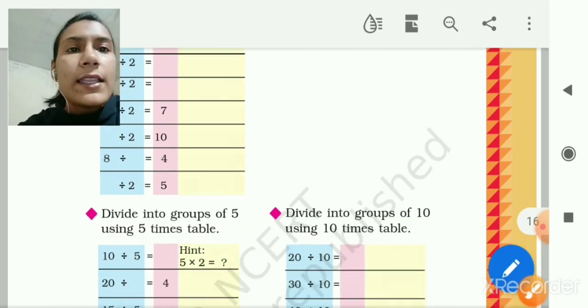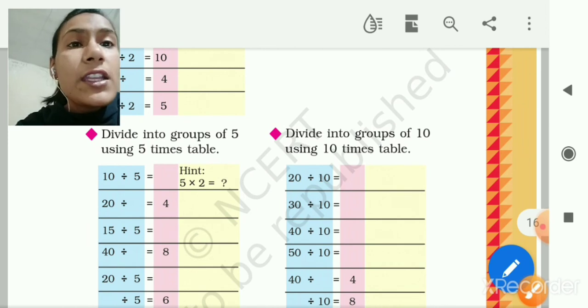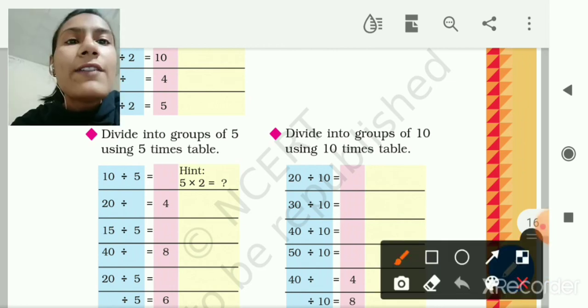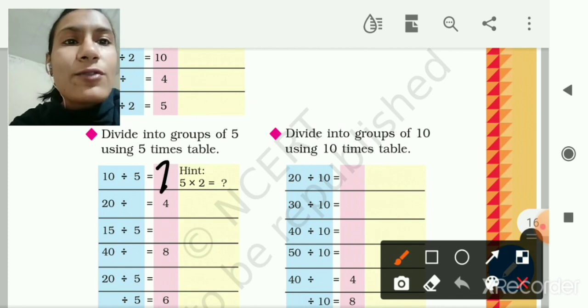Okay. Then here, divide into groups of 5 using the 5 times table. So here we have to divide into how many groups? 5 groups, and we have to use which table? The table of 5, the 5 times table. So here 10 divided by 5 is equal to how many? 2. 5 2s are 10. So here 10 will come.